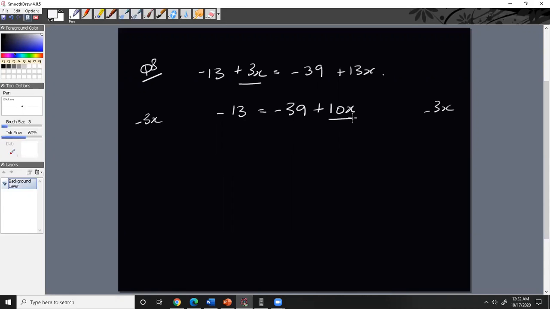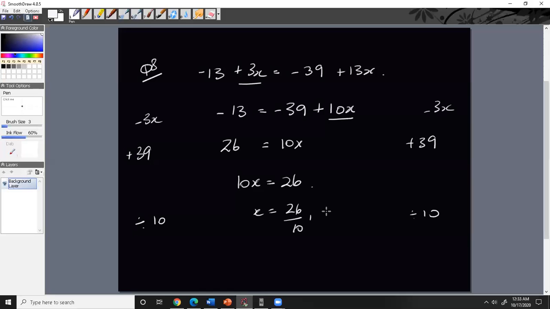Okay, so now we're going to isolate x on its own on one side. It really doesn't matter whether it's the left or the right. So you're going to add on 39 to both sides. So minus 13 plus 39 is 26, is equal to 10x. So now we can say that 10x is equal to 26. So we can now divide both sides by 10. So x is equal to 26 over 10. Simplify that to 13 over 5, which would give you the answer, or 2.6.